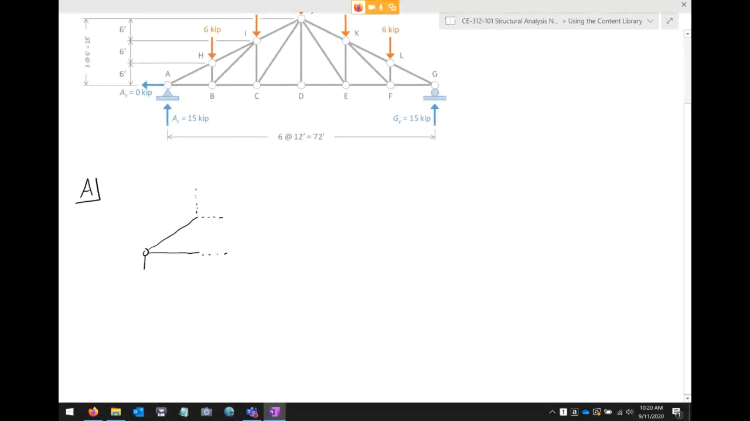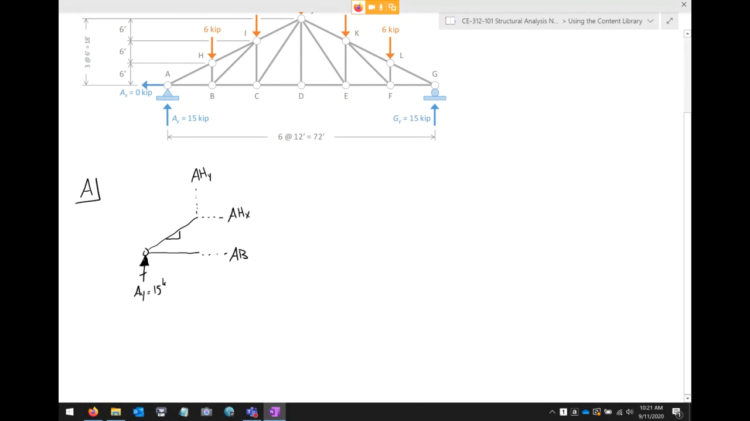And then we've got our reaction here. This is AY. AY is 15 kips. And let's name these. This is AB. This is AH, with components AHY and AHX.